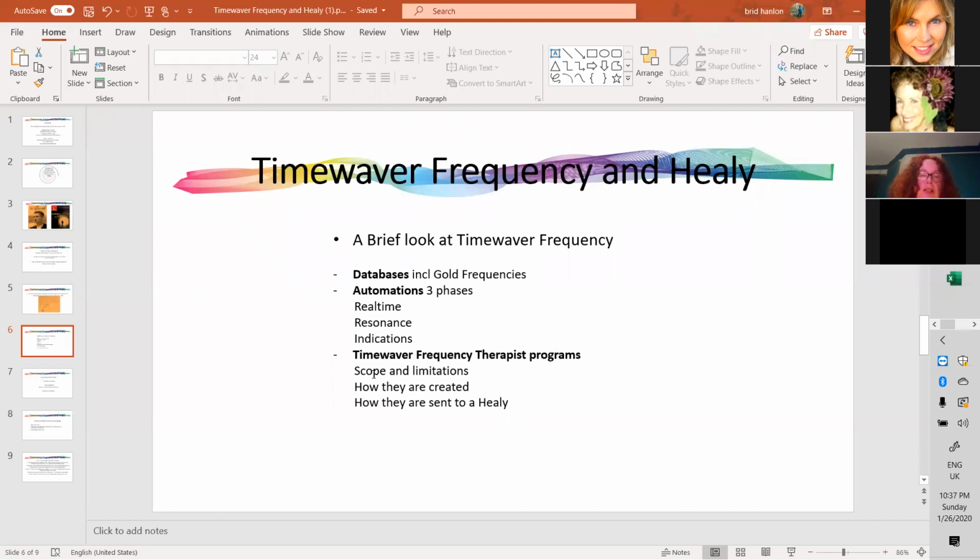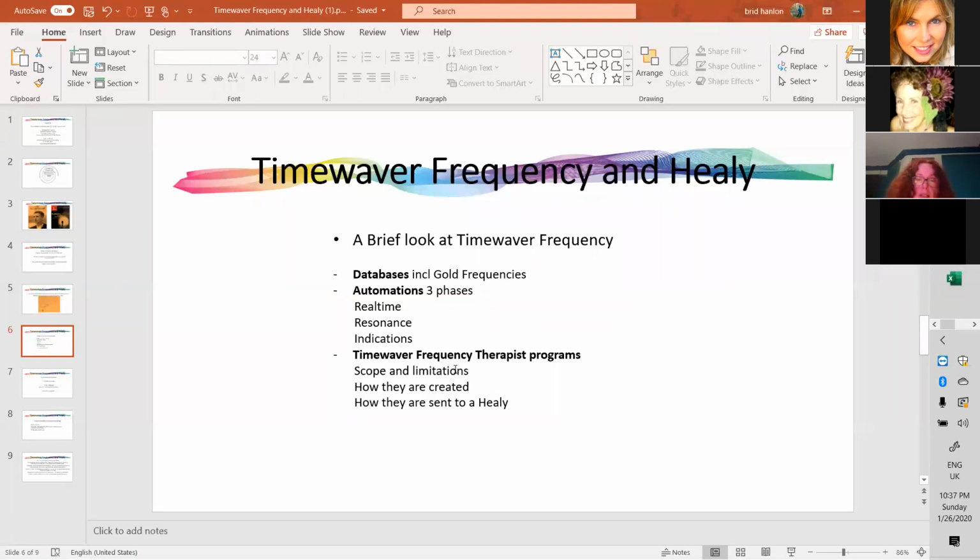The scope for it is fantastic in the sense that it allows Timewaver Frequency Therapists to deliver more for their clients than they could previously do, because clients don't have to now come so often to the clinic. If they have a Healy, the program that they had applied in the time they spent at the clinic can be transferred onto their Healy, and then they can run it far more frequently for themselves at home. So it makes them much more independent.